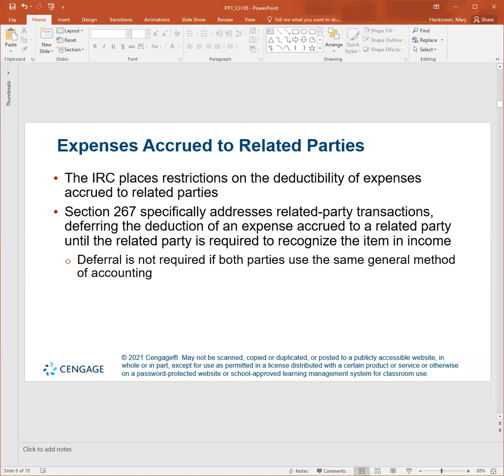All right, so section 267 specifically addresses related party transactions. It defers the deduction of an expense accrued to a related party until the related party is required to recognize the item in income. Note that the deferral is not required if both parties use the same general method of accounting. Likewise, deferral will not be required if the related party reporting income uses the accrual method and the related party taking the deduction uses the cash method.